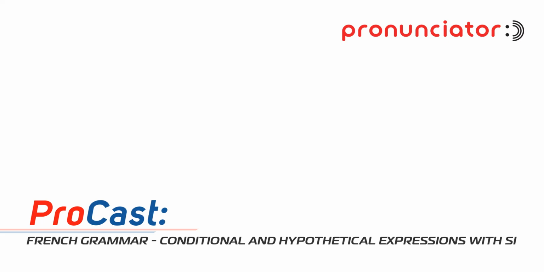Okay, so let's start with the basics. Can you break down the fundamental structure of "si" clauses? Sure. Think of "si" clauses like a two-part invention. Two parts. Yeah, so you've got the "si" part, which sets the condition, the what if, and then you have the result part, the outcome, the then what.